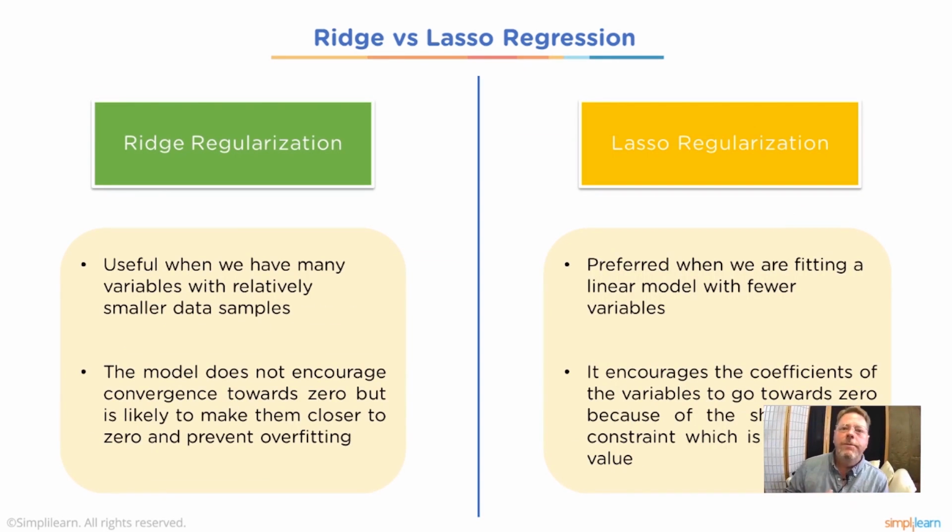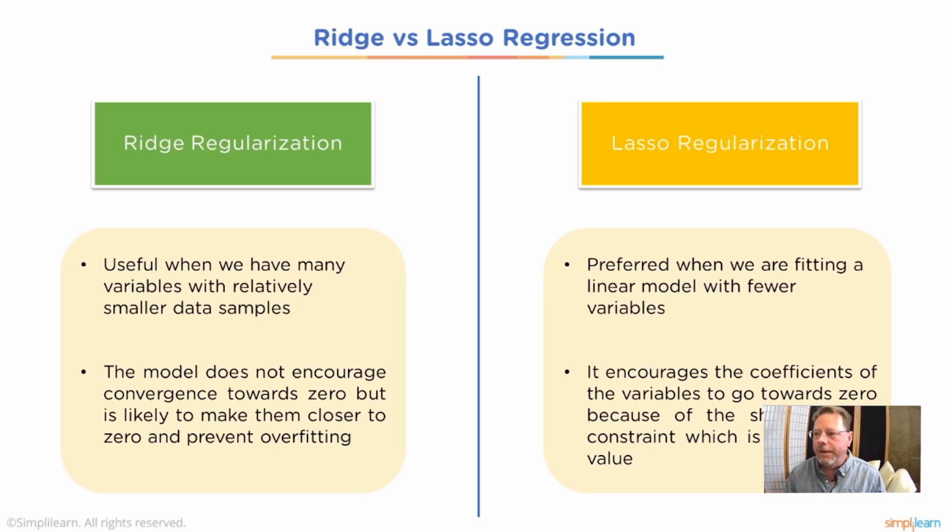The ridge, and this is important, this is kind of the meat of the matter. How do you know which one to use? Some of it is you just do it a bunch of times and then you figure it out. Ridge regularization is useful when we have many variables with relatively smaller data samples. The model does not encourage convergence towards 0, but is likely to make them closer to 0 and prevent overfitting.